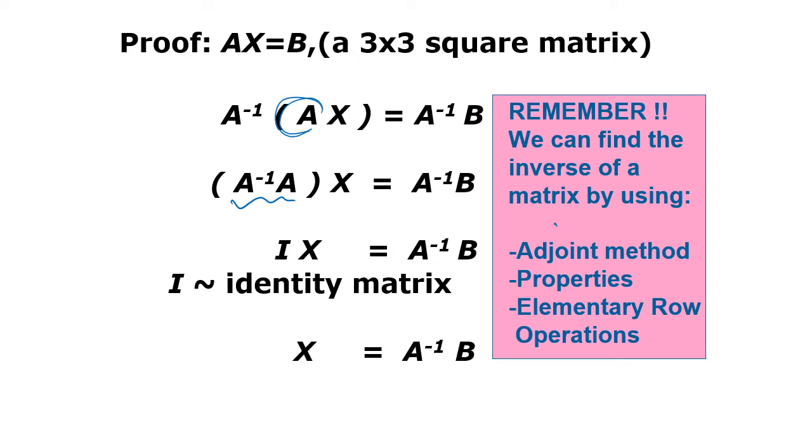Remember, we can find the inverse of a matrix using three methods. The first one is to use the adjoint method. The second one is by using the property of A B equal to K I. And the last one is to apply the elementary row operation, which is ERO.